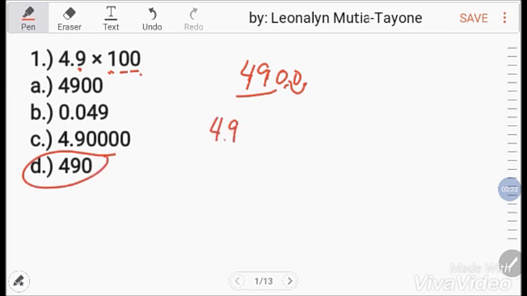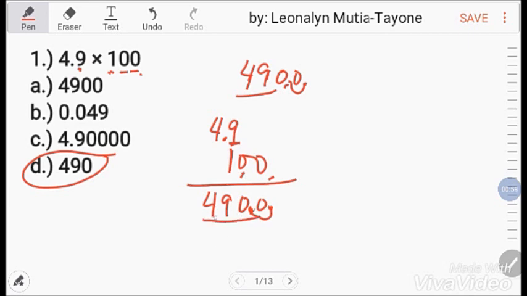Another way, isulat mo siya dito. 4.9 times 100. Nilagay kong ganito kasi ignore muna natin yung dalawang 0. Dito tayo sa 49 times 1, and that is 49 also. I-bring down mo yung dalawang 0. Ilang numbers ang nasa right? Isa lang. So, dito yung decimal, isa lang ang move going to the left side. And the answer is 490.